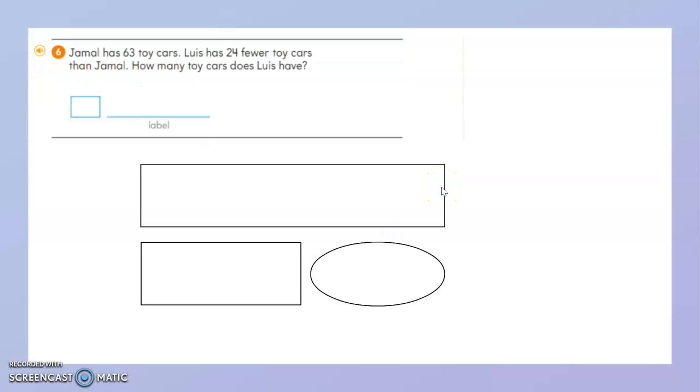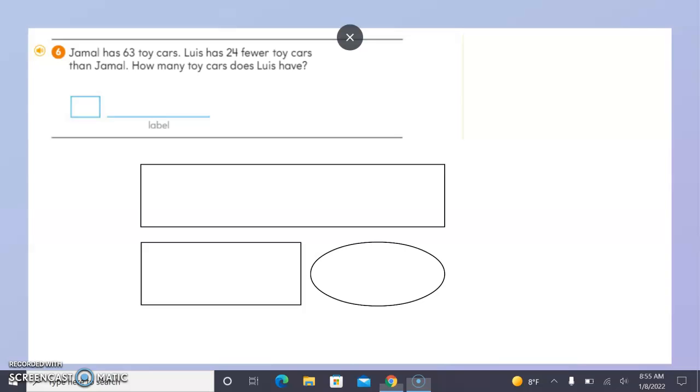All right, we're on to number 6. This is another comparing problem. It says Jamal has 63 toy cars and Luis has 24 fewer toy cars than Jamal. How many toy cars does Luis have? All right, so who's got the most? Yep, Jamal has the most, so he goes on the top. And it says that Luis has 24 fewer, so that's why he's going on the bottom, because it tells us that he's got less. The person with the most always goes on the top. Put your equal signs out to the side.